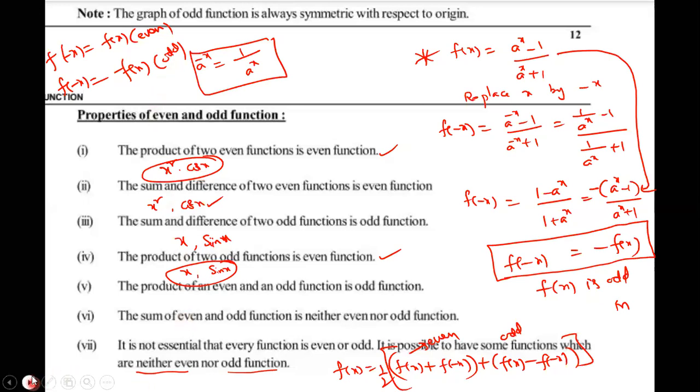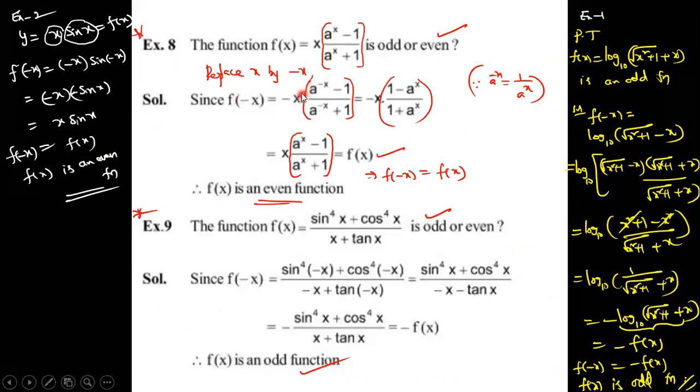Okay. See, the function f of x is equal to x into a power x minus 1 by a power x plus 1, is it odd or even? Like this only. For any case, what is the first step? Replace x by minus x. Like that, verify. So these are the two: one is an even function, one is an odd function. First example I'm giving. Okay. Only practice is required.